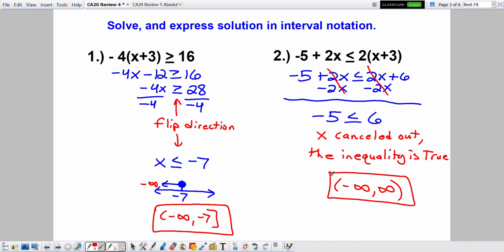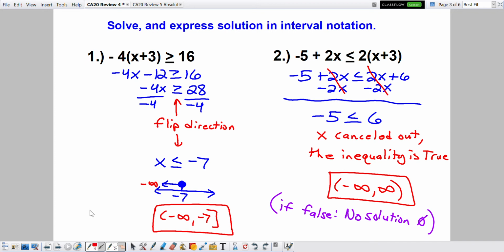If it was false, you'd put no solution. And so I'm going to make a little small note. If it was false, sorry about that spelling, there'd be no solution. That'd be this symbol, the empty set, okay? So if it was false, you'd say there's no solution. But since it was true, the answer is all real numbers. All right, so that's just basic simple inequalities.